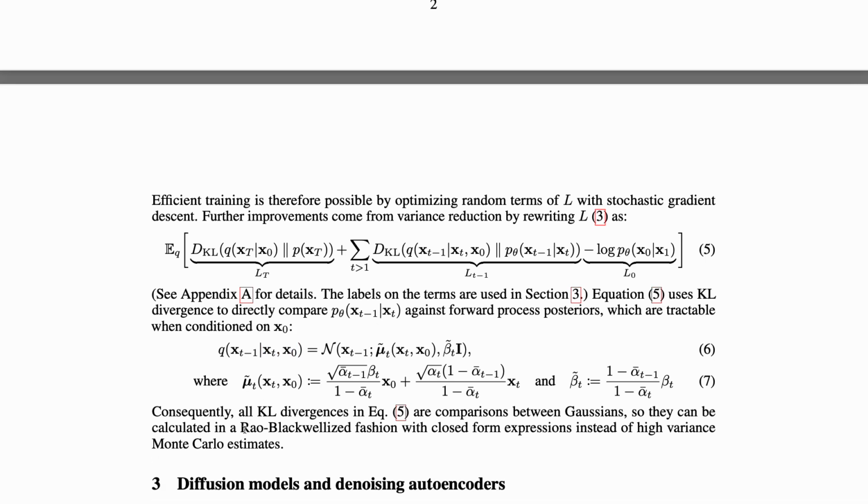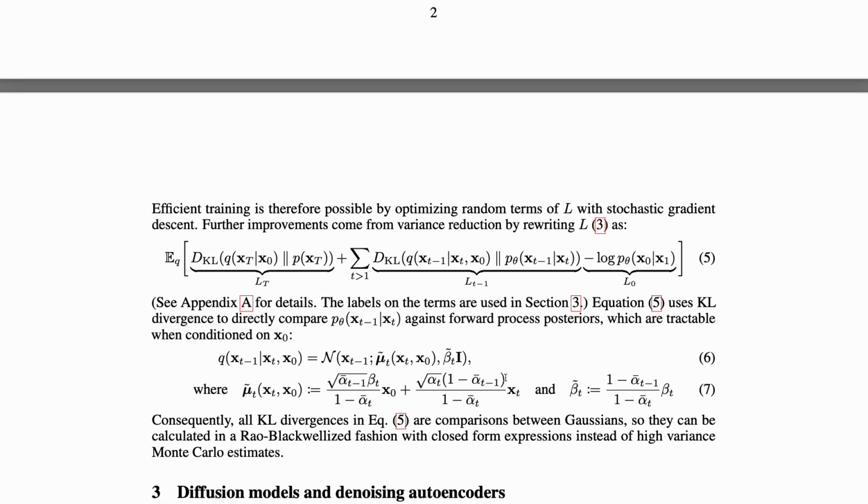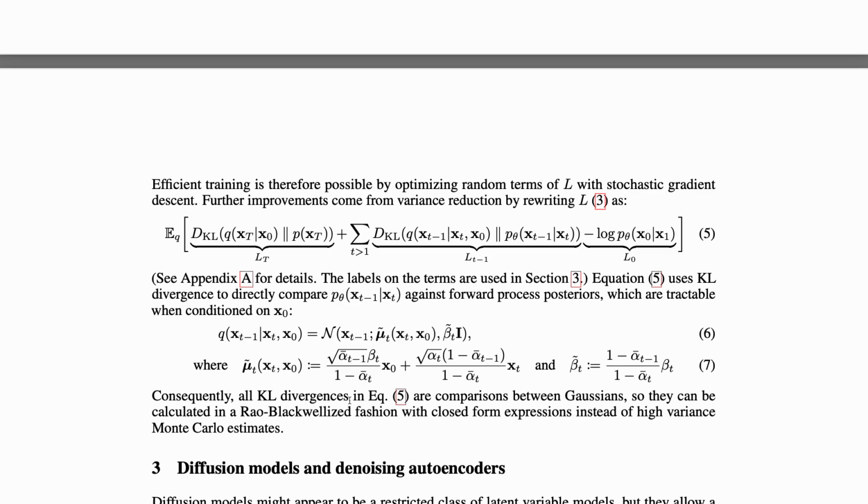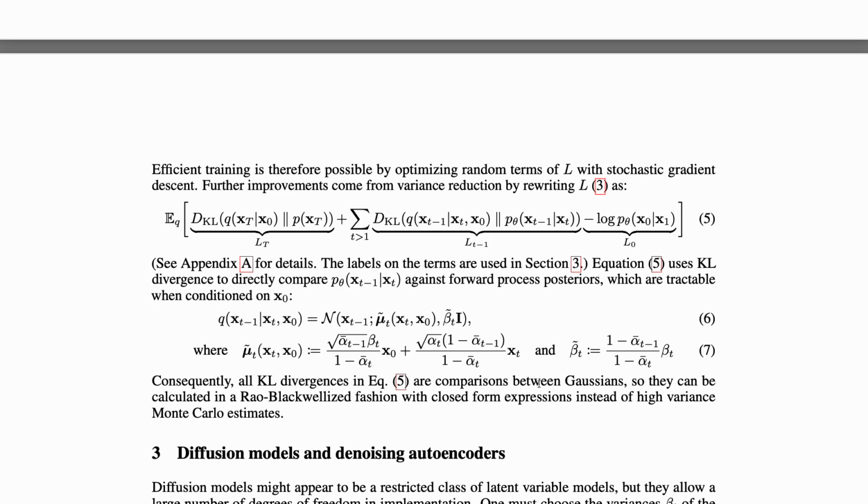So all KL divergences in equation 5 are comparisons between Gaussians. So they can be calculated in a Rao-Blackwellized fashion with closed form expressions instead of high variance Monte Carlo estimates. Okay, so it's saying Monte Carlo estimates have high variance. So it is instead trying to compute it using a Rao-Blackwellized fashion.